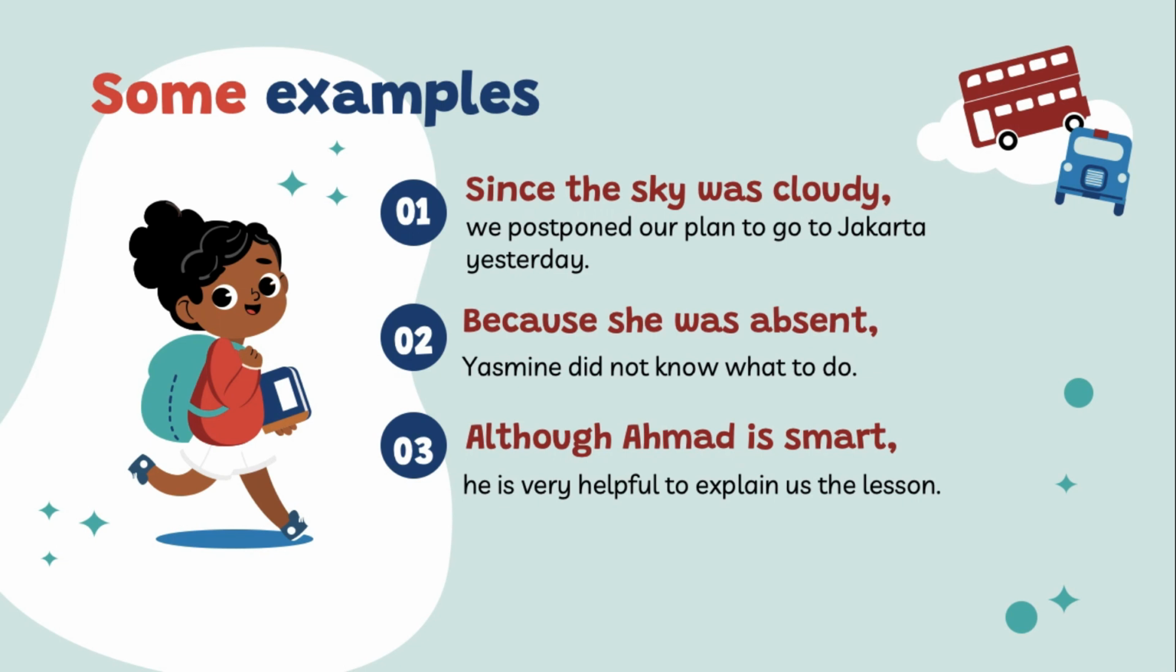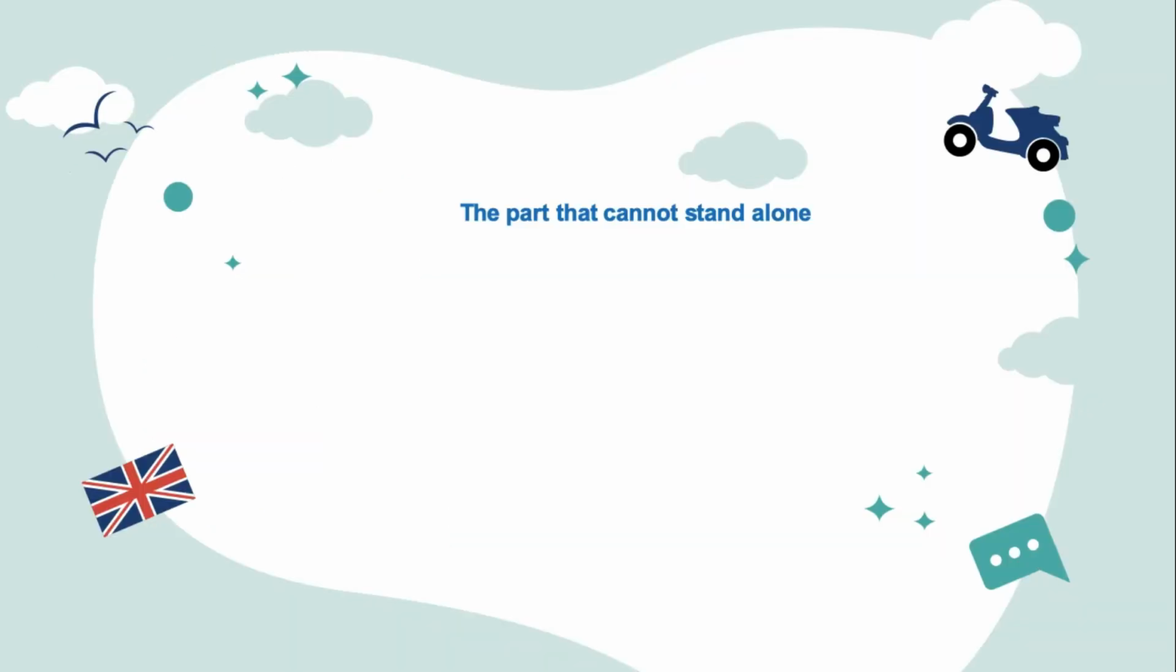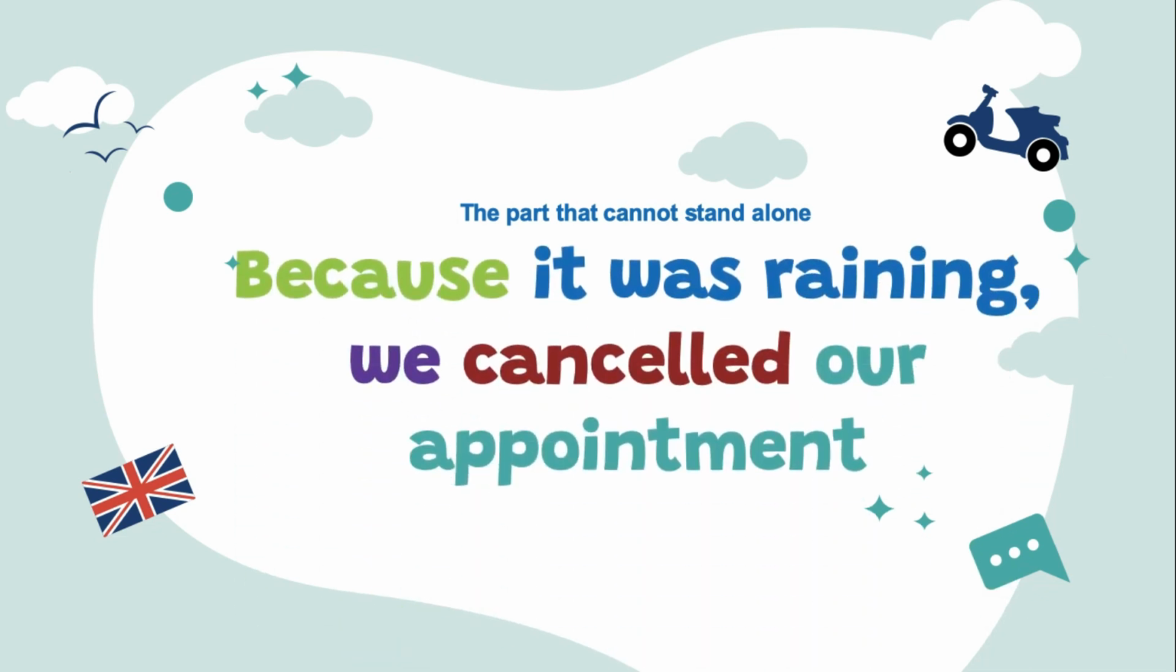Do you know what the subordinating conjunction in the sentence is? That's great. Although is the subordinating conjunction. Wow, that's great. Well, okay. So in this part, we are going to break down some parts of a complex sentence. The first part, because it was raining, is the part that cannot stand alone.